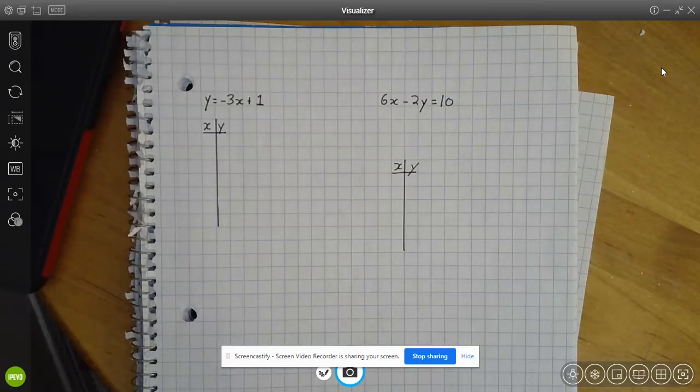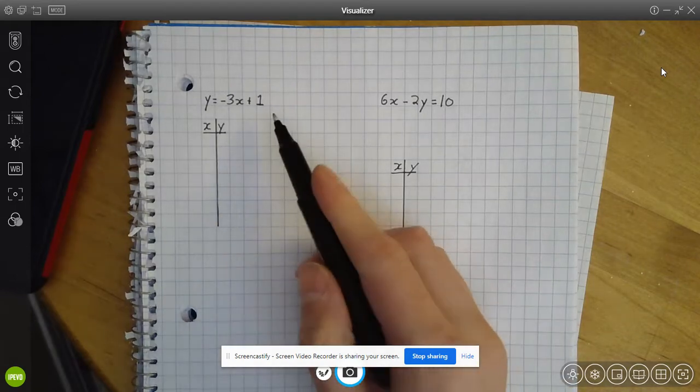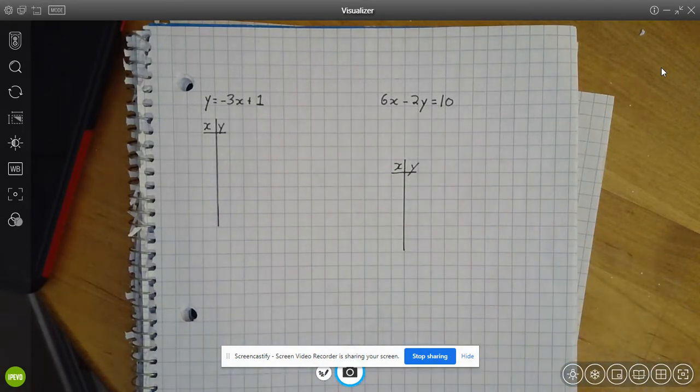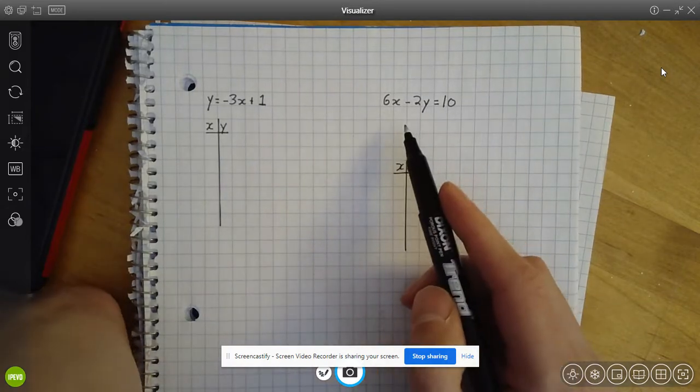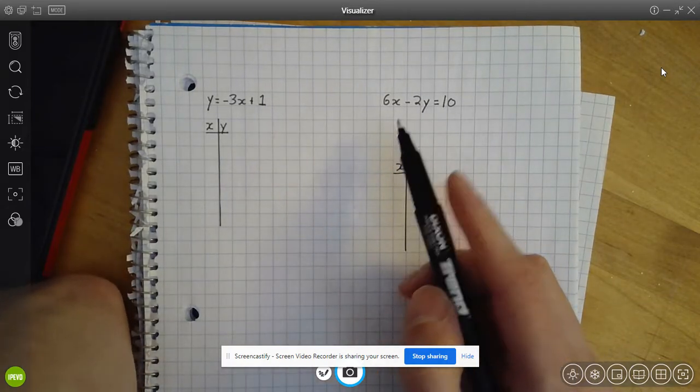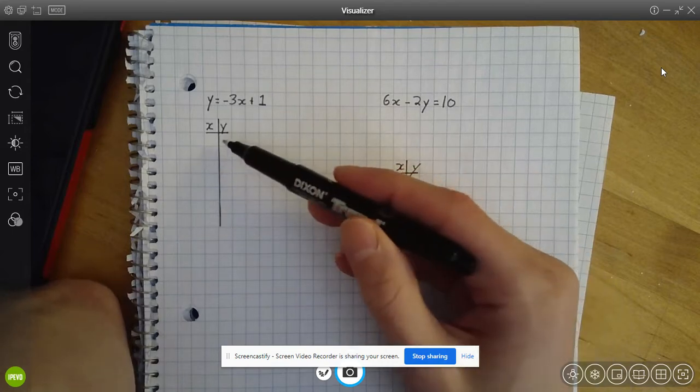Okay, this is a video for Unit 3, Activity 5, which is generating a table of values when we're given an equation. So these are both equations of lines, and if we wanted to graph these lines, one thing that we could do is generate a table of values first.